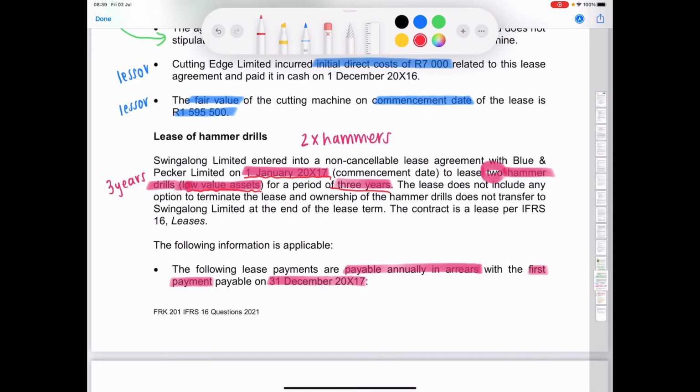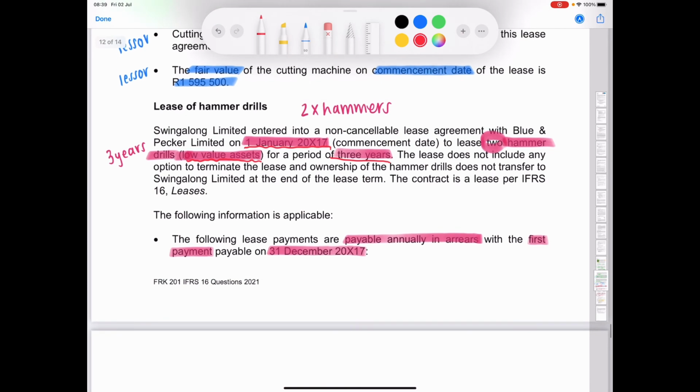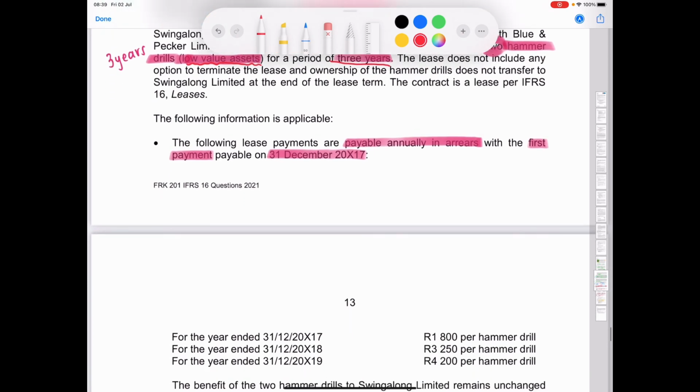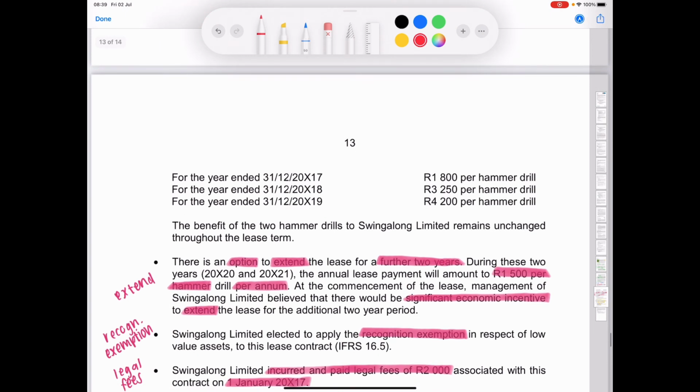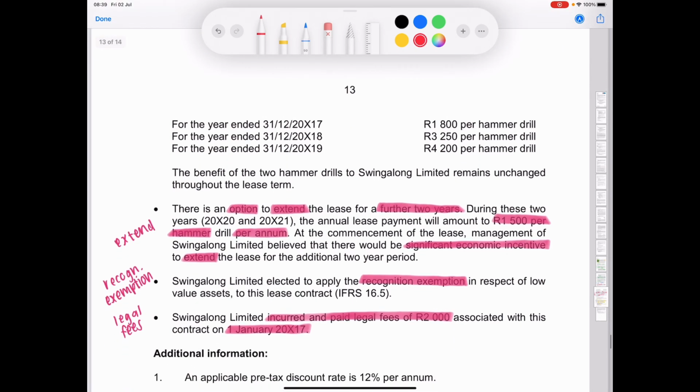Also, in terms of the payments, they tell you the following: lease payments are payable annually in arrears, with the first payment payable on 31 December 2017. And then they give you the lease payments per hammer drill per year. They also tell you that there's an option to extend the lease for a further 2 years. And during those 2 years, the annual lease payments will amount to 1,500 per hammer drill per annum.